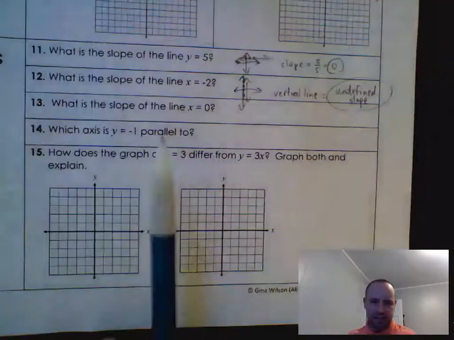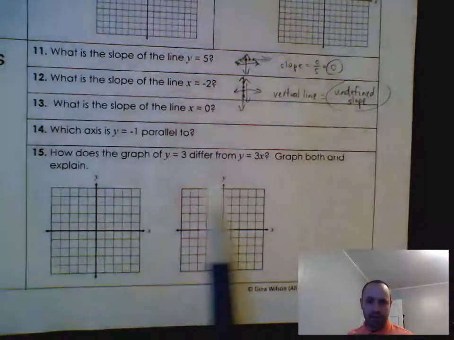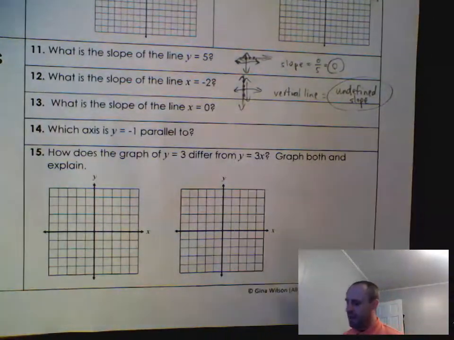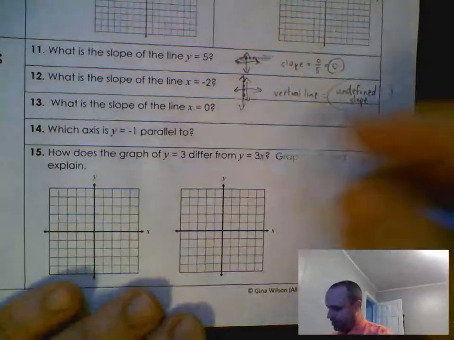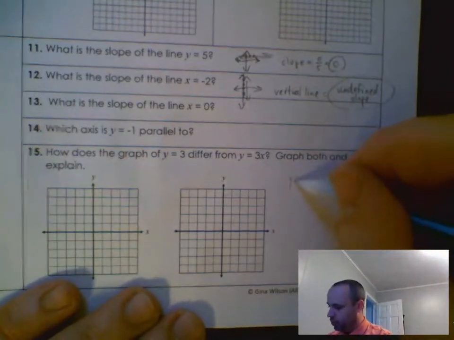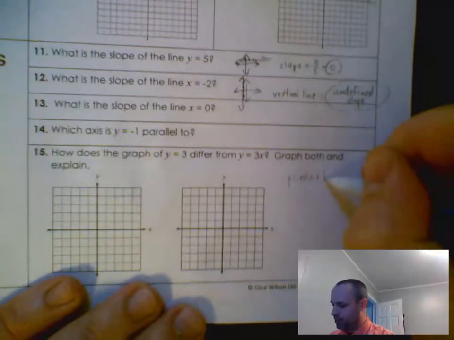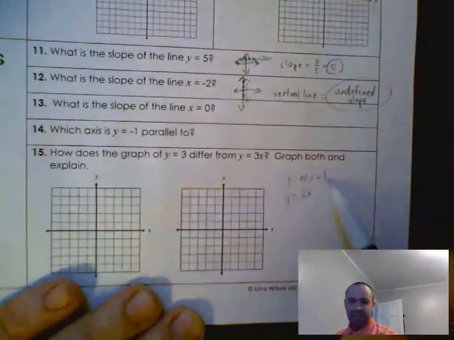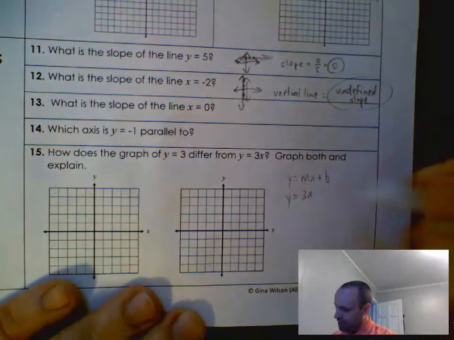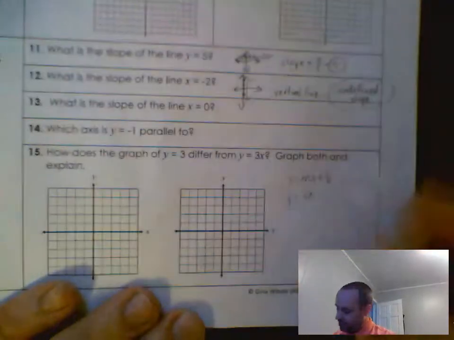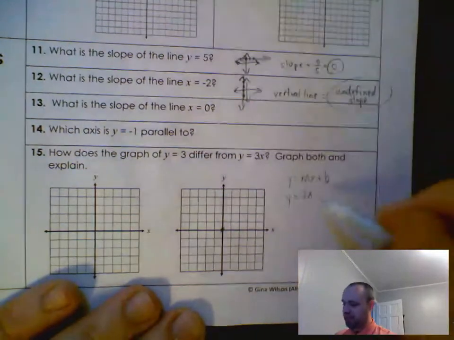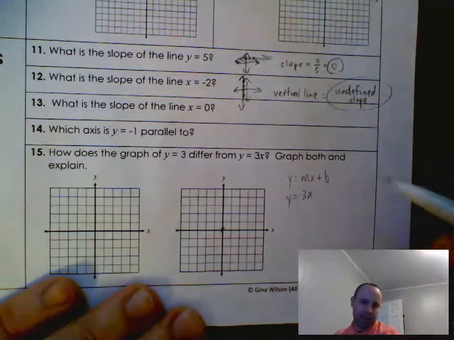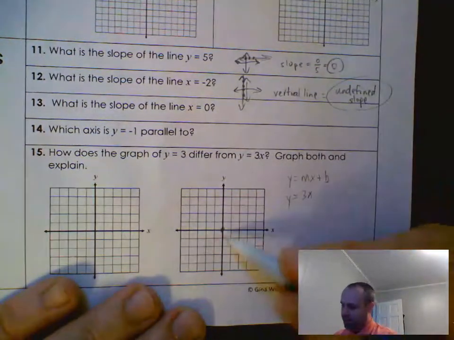Okay, 15, the first part's what we've been doing today. And the second part, y equals 3x. Let's just think about that. That's actually in the form mx plus b. So in this case, since there's nothing after the 3x there, it's going to cross at the 0 because it's not like 3x plus 1. It's not 3x minus 1. So it's going to cross at the origin.